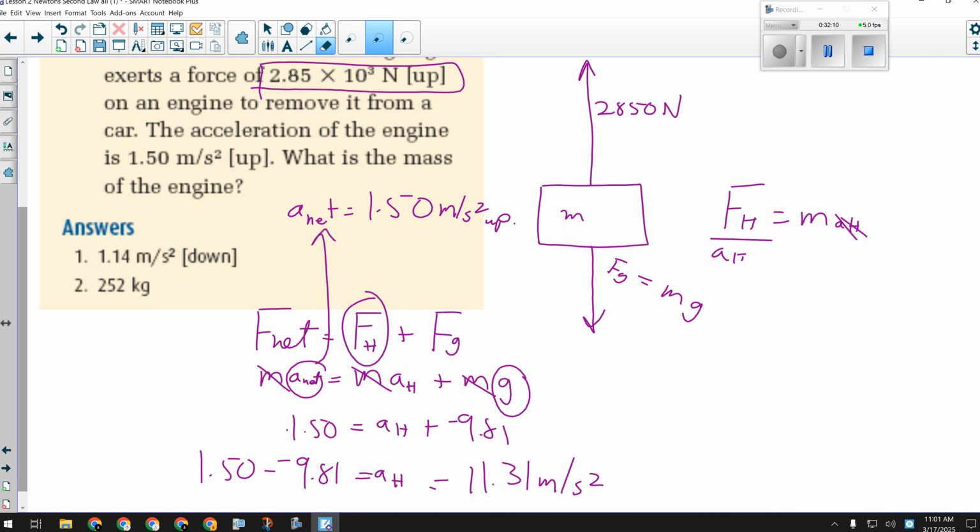That's going to be 2,850 newtons divided by 11.31, and I'll have the mass of the engine, which will be 252 kilograms. Everybody all right with that one?